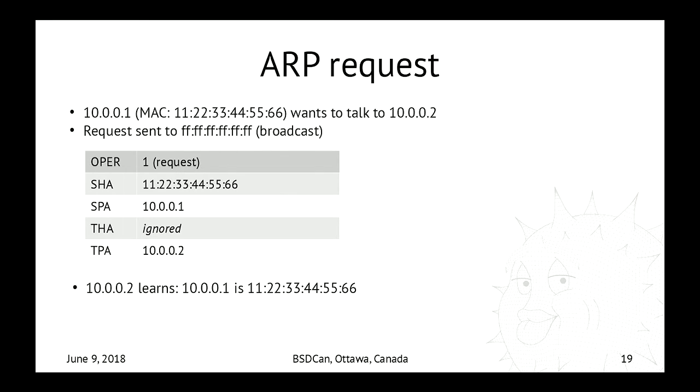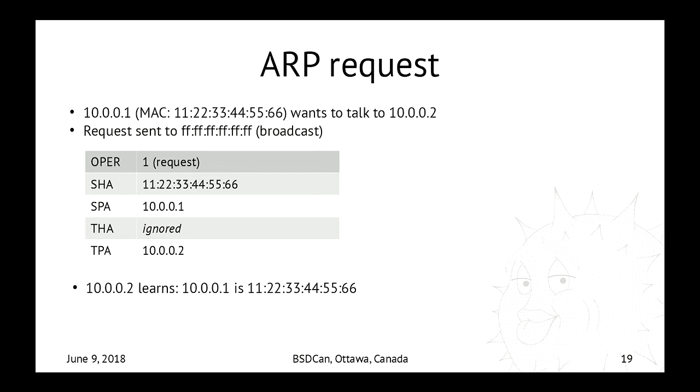A typical ARP request looks like that. The machine 10.0.0.1 with a given MAC address wants to talk to 10.0.0.2. It'll send an ARP request to the Ethernet broadcast address, FF:FF:FF:FF:FF:FF. The operation is request. The source hardware address, SHA, is the MAC address of the requesting system. The source protocol address is the IP address of the requesting system. The target hardware address is ignored because, well, that is exactly what it wants to know. And the target protocol address is the IP address of the system it wants to talk to.